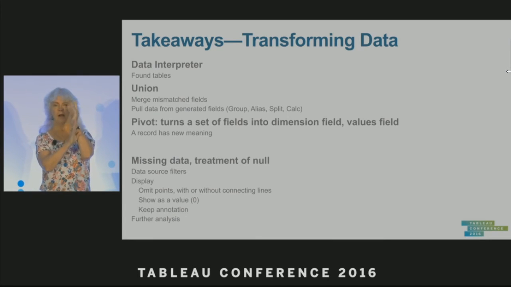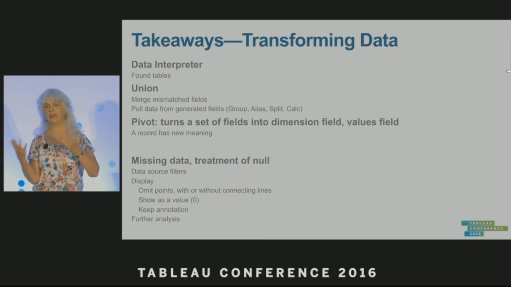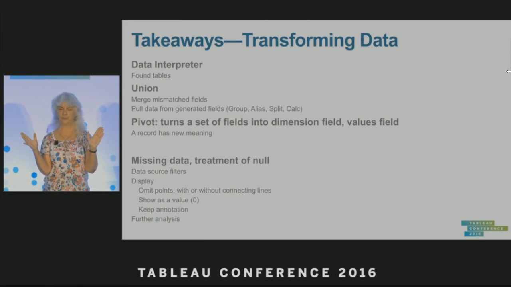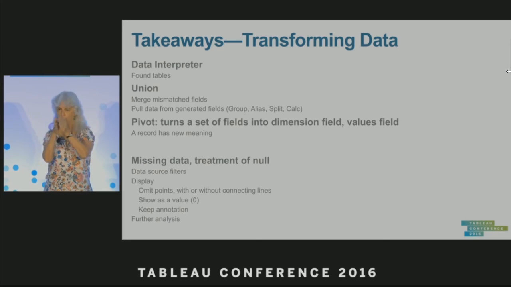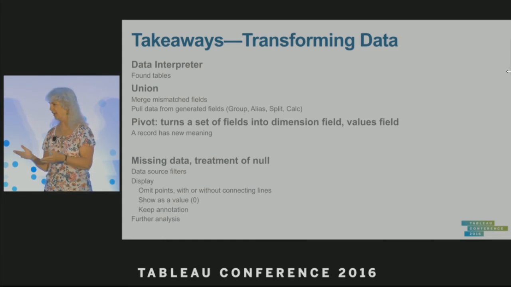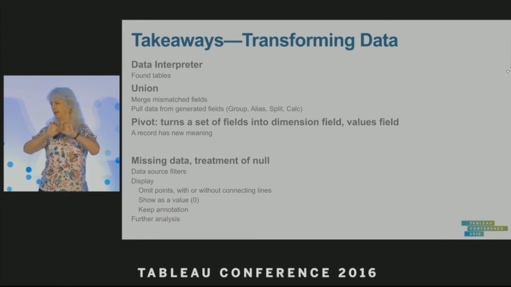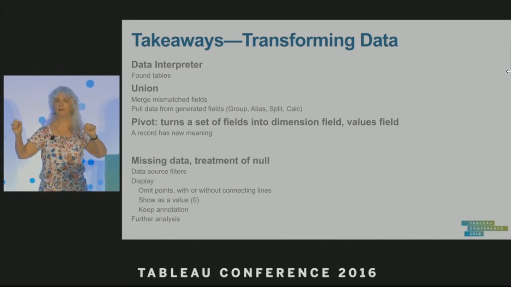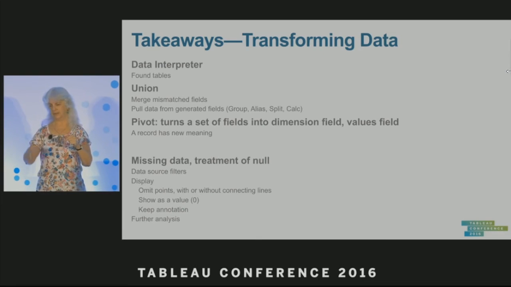If there's some fields whose data is kind of messy one way or another, there's various tools for fixing that. Split can home in on the actual data. Aliases, groups, calculations can all be used to find the actual data. And then finally, pivot. Take situations where you have a set of fields that are all kind of separate, and you really want them to be a single field as a dimension field that you're going to put on an axis or whatever, and all of the data in them will become a separate field as your values field.